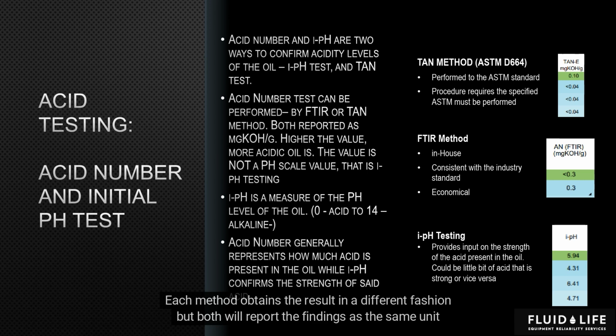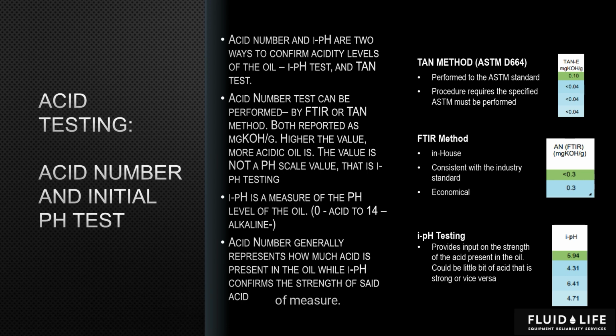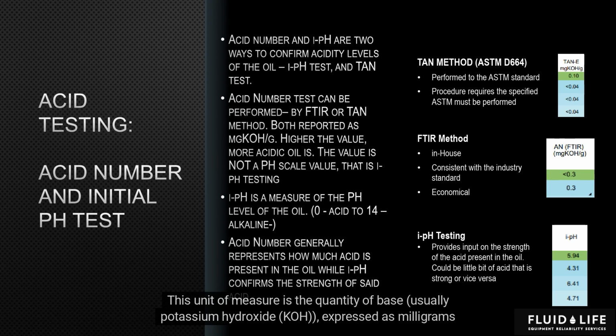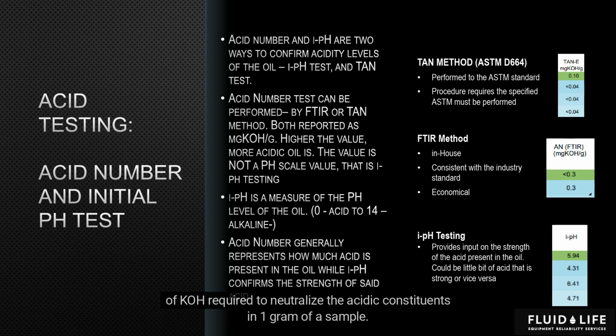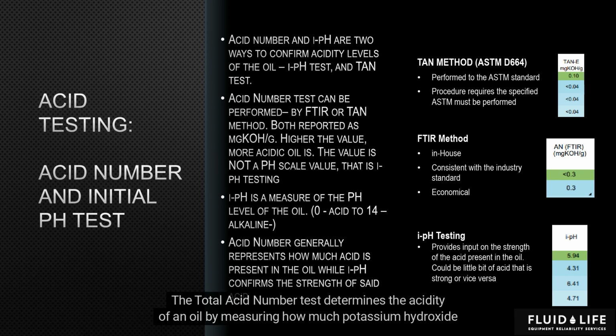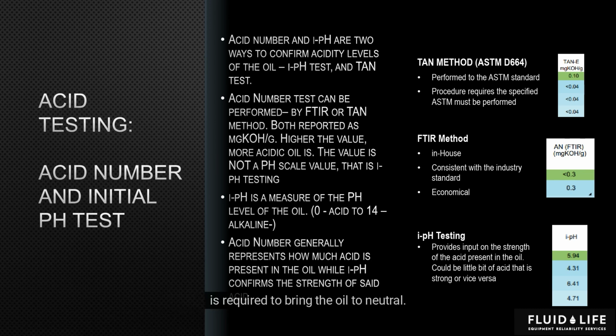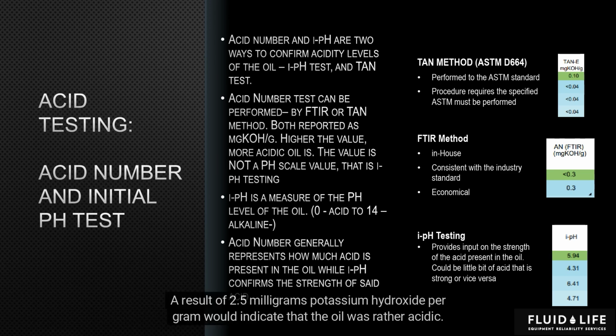Each method obtains the result in a different fashion, but both will report the findings as the same unit of measure. This unit of measure is the quantity of base, usually potassium hydroxide, KOH, expressed as milligrams of KOH required to neutralize the acidic constituents in 1 gram of a sample. The total acid number test determines the acidity of an oil by measuring how much potassium hydroxide is required to bring the oil to neutral. The more potassium hydroxide required, the greater the acidity level in the oil. A result of 2.5 milligrams potassium hydroxide per gram would indicate that the oil was rather acidic.